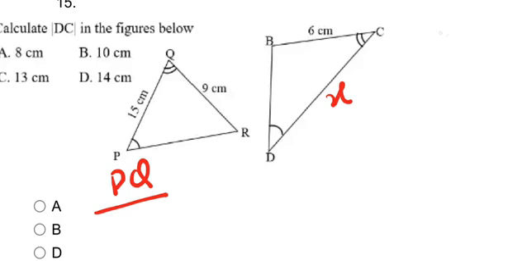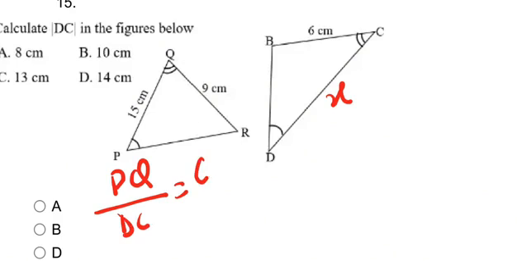If you look at this, P has one curve here, and Q has two curves. So I will look for a similar thing here that has one curve and two curves. That is DC. That's what we're looking for. I hope I'm making sense. Good. So PQ over DC must be equal to another corresponding ratio.